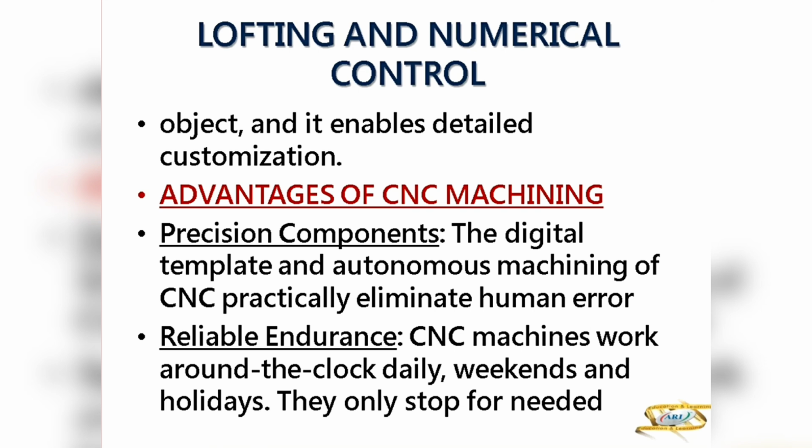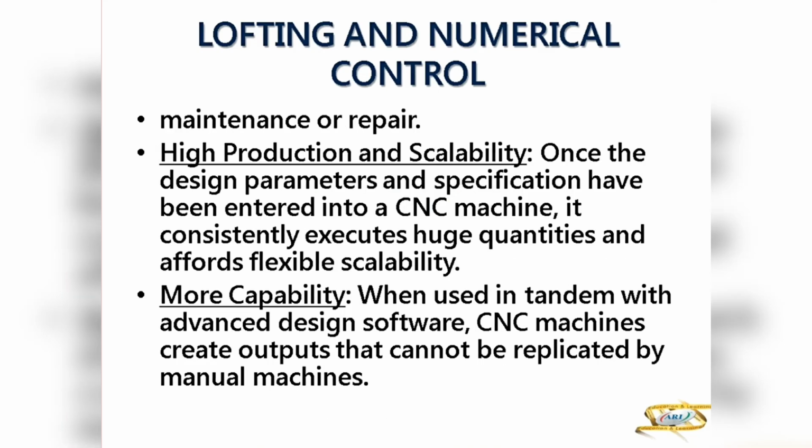What are the advantages of your CNC machines? Number one is that preciseness can be achieved. When preciseness is achieved, you are eliminating human error. Number two is that your endurance is very reliable because they don't stop, unlike humans, who want a chai break all the time. Number three, production is more. Scalability is more. More designs can be made as per your specifications.